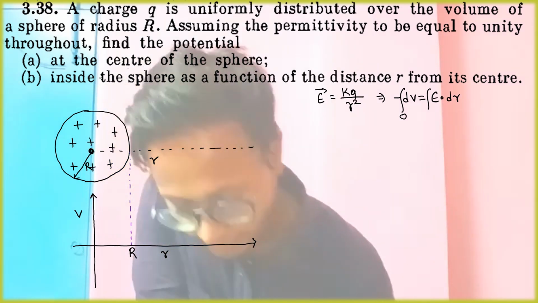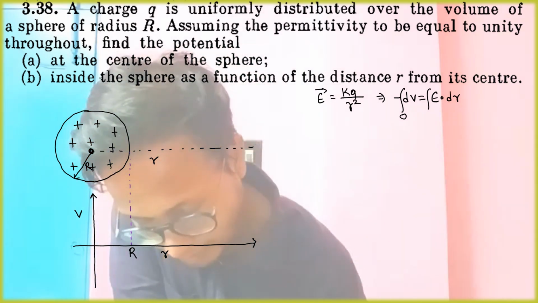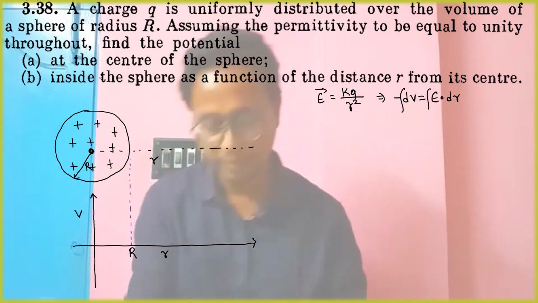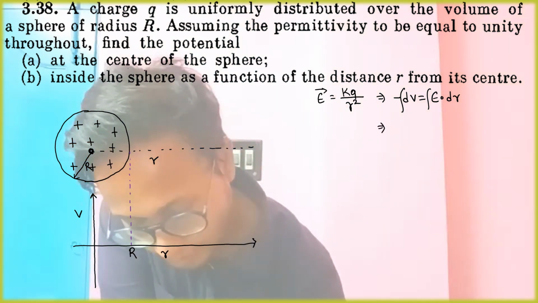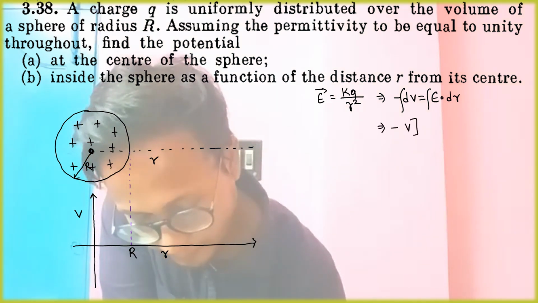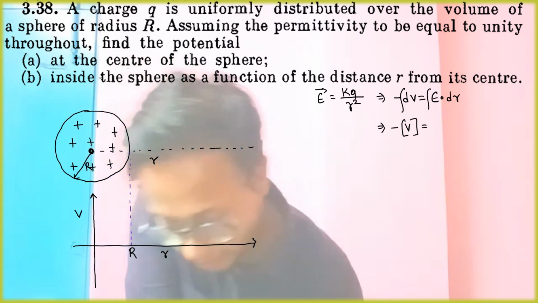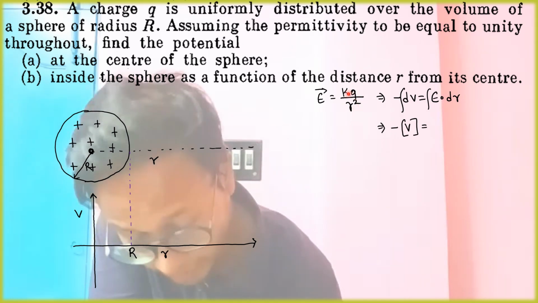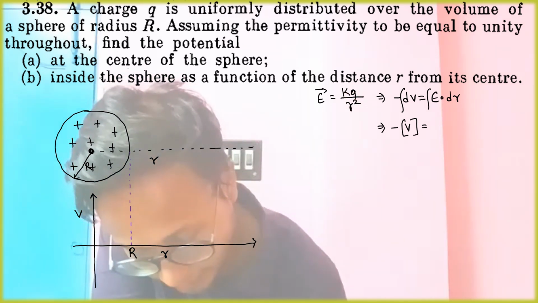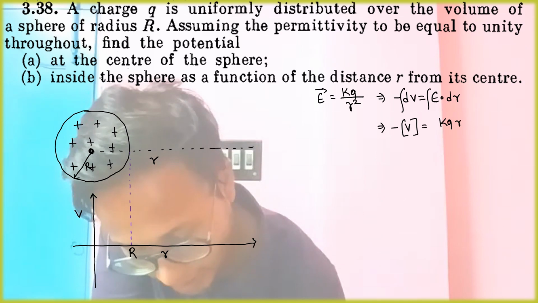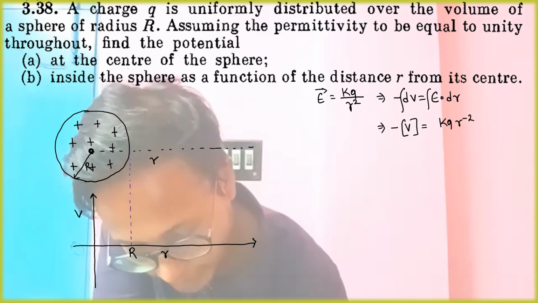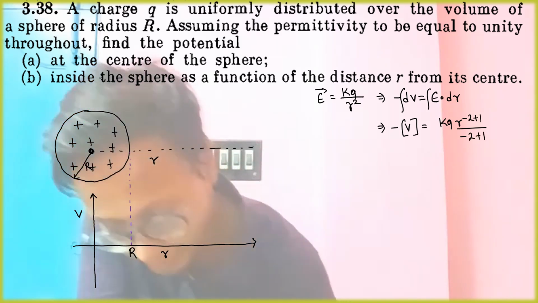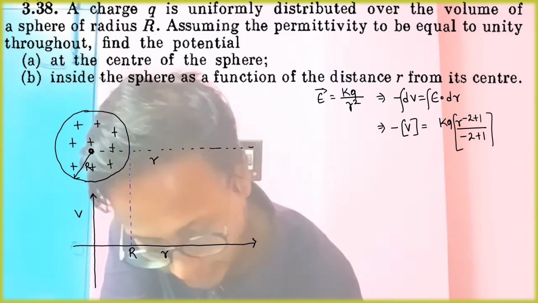Okay, or I'll do one more thing. I'll try to put the limits later. Okay, let's just solve at the function level. Or minus V is equal to the integral of E dot dr. If I integrate this, what would be the equation? kq by r to the power minus 2, plus 1 divided by minus 2 plus 1, isn't it? And this is the equation.